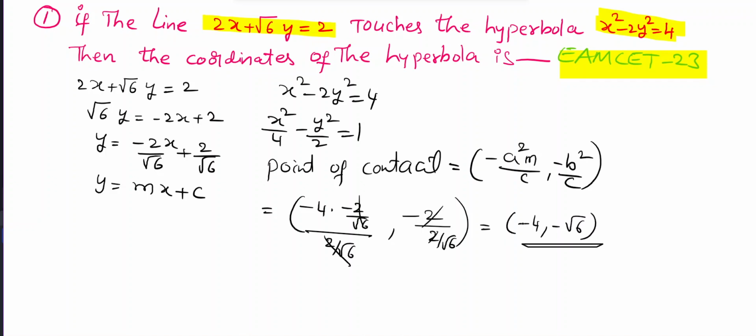Here minus into minus gives plus 4. This is (4, −√6). This is the required answer.